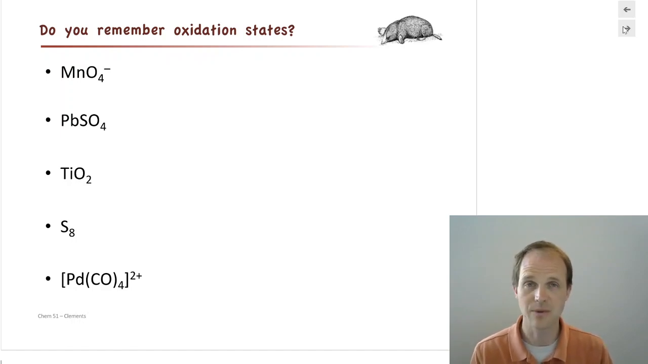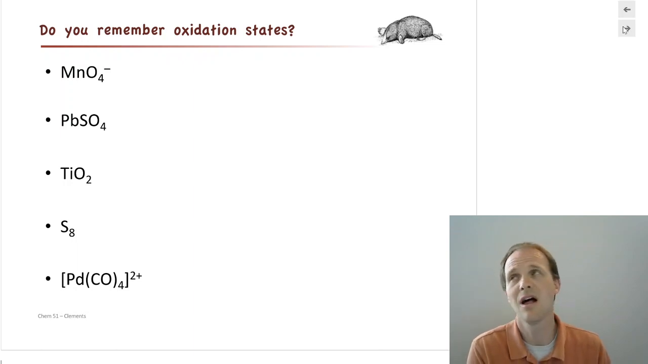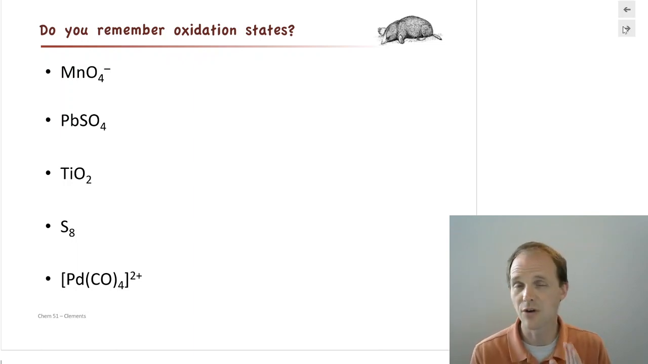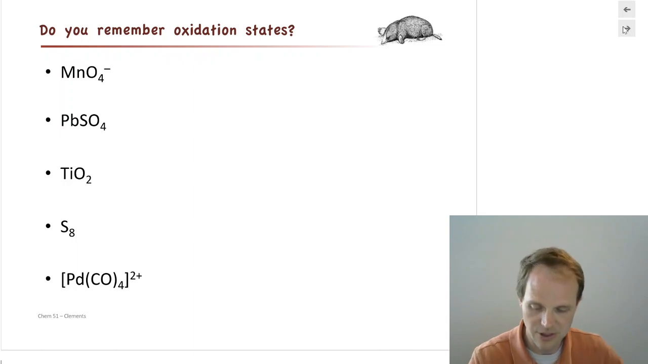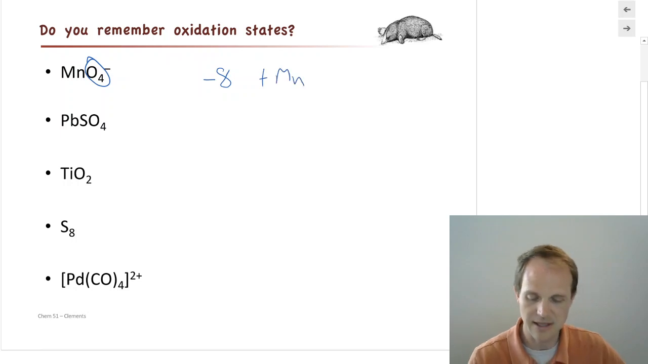MnO4 minus. How do we do it? You remember, there's some general rules. Fluorine's always -1. Oxygen is almost always -2. Hydrogen is almost always +1. You go from those, and then you see where you go from there. So O4, that's a total of -8. And we're going to have to add whatever manganese is to that. And whenever you add all of your oxidation states, you get the total charge. And so I've got -8. Whatever place manganese is gets me to -1.